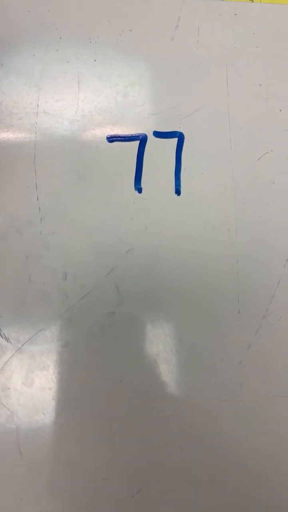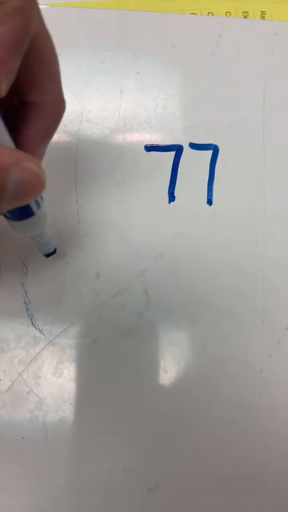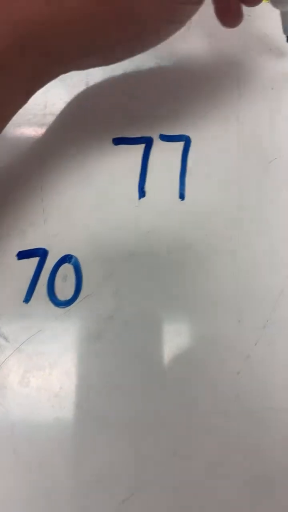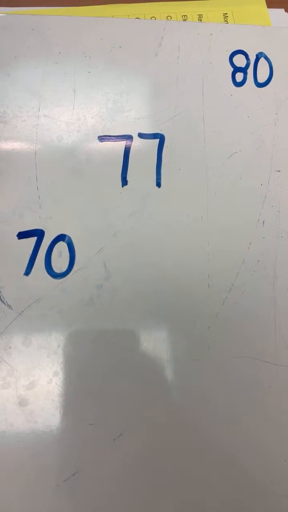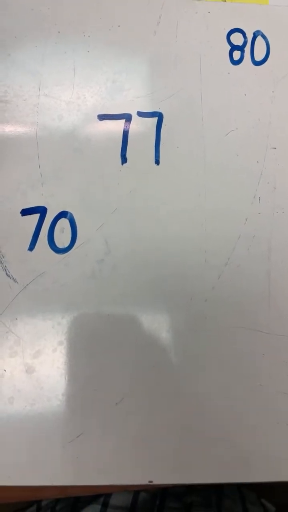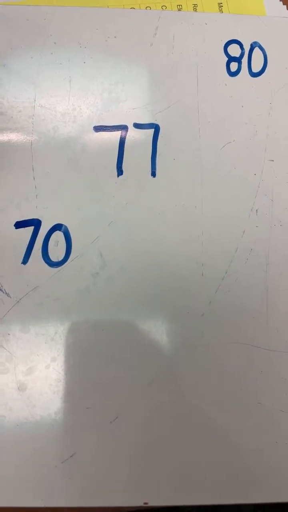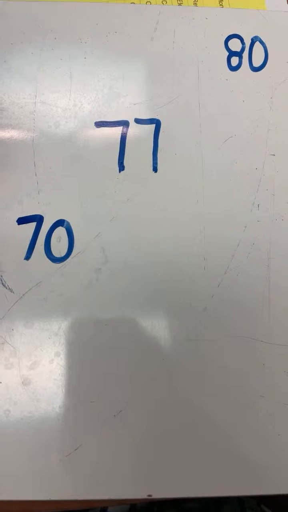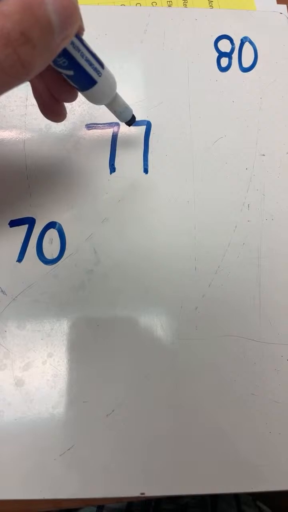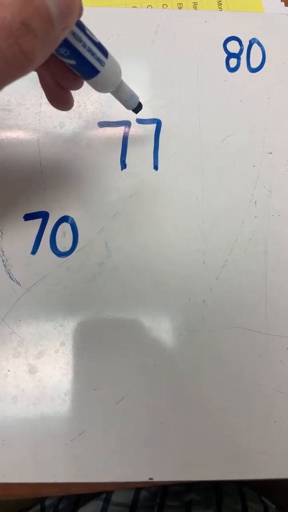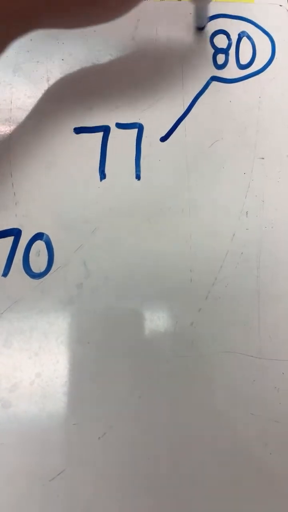So the number 77, if we are rounding that to the nearest 10, 77 is between 70 and 80. And again, the key is we have to look at the number in the ones place. The number in the ones place, if it's 5 or more, we round up. If it's 4 or less, we round down. So the number in the ones place is a 7, so we're going to round up. 77 is closer to 80 than it is to 70, so 77 rounded to the nearest 10 would be 80.